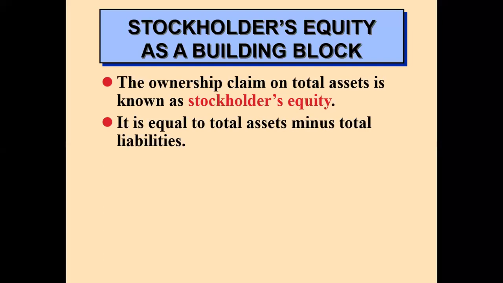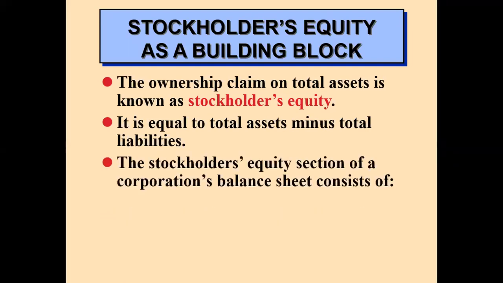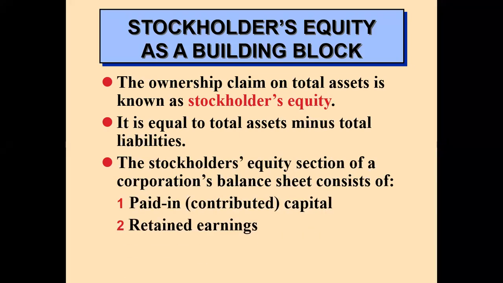So it is equal to total assets minus total liabilities. The stockholder equity section of a corporation's balance sheet consists of retained earnings and capital. Capital is the money you invested in the organization or business, and we call it capital. Retained earnings means the previous year's profit or this year's profit, together we call it retained earnings.